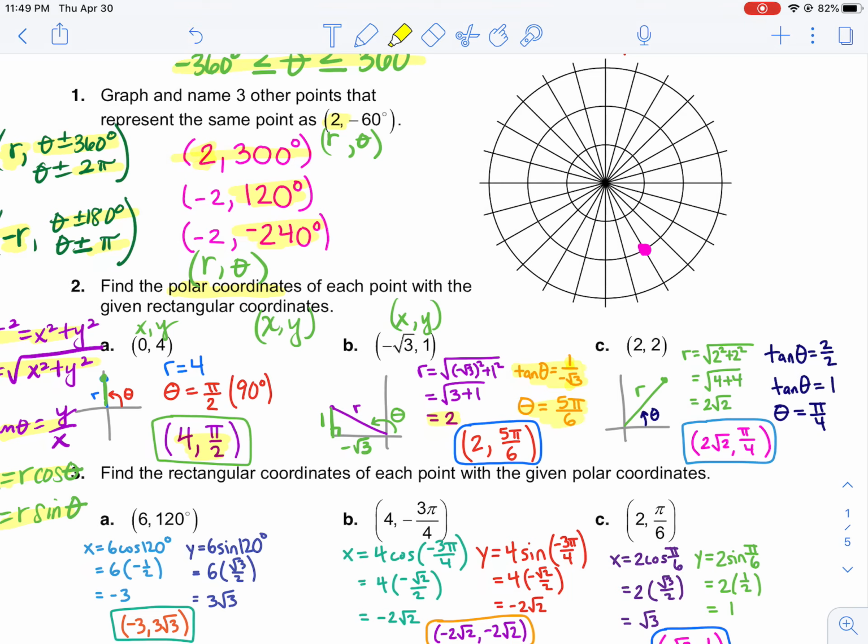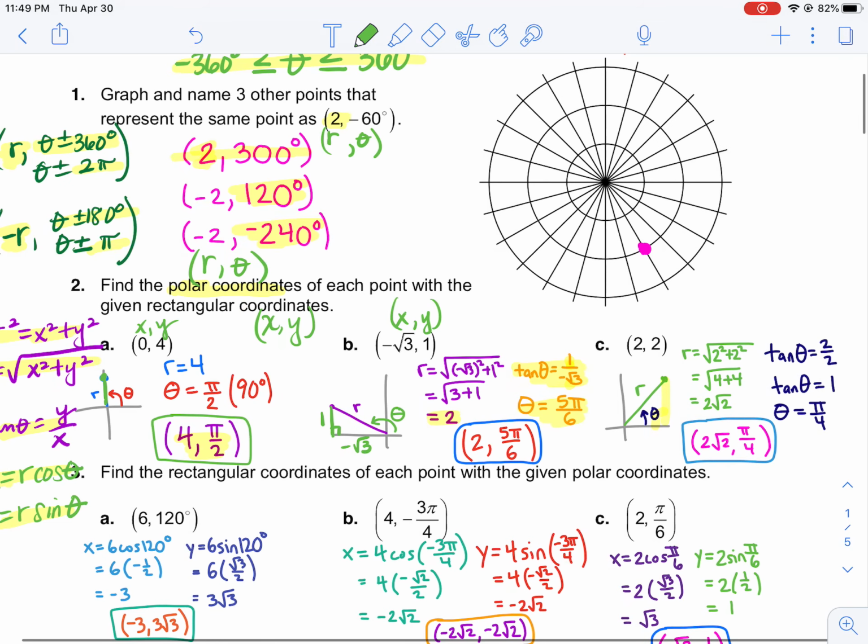And then work through C the same way. Remember, if I draw a right triangle, label each of those legs 2, this is 2, that's 2, and did the Pythagorean theorem, I would get a value of 2 root 2, and then did the tangent of that angle. I would ask, tangent of what angle in quadrant 1 is equal to 1? Well, that angle would be pi over 4.